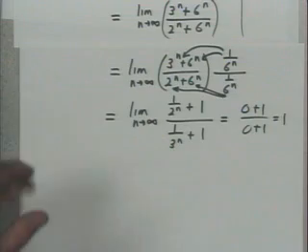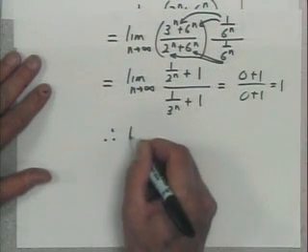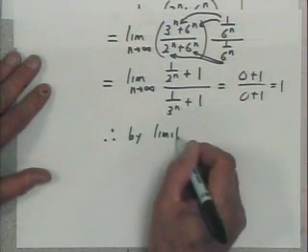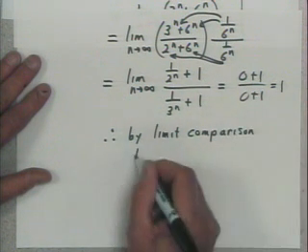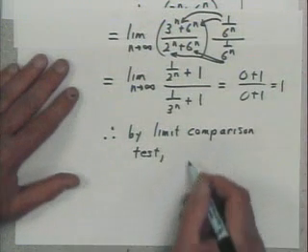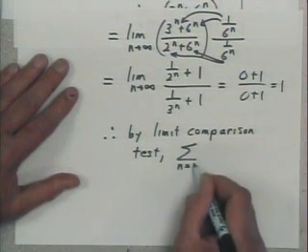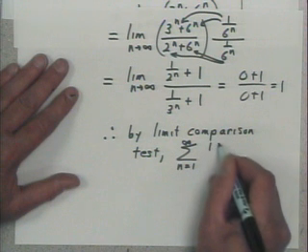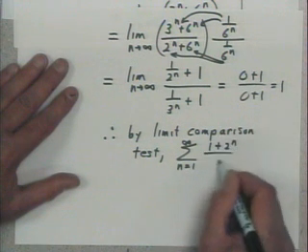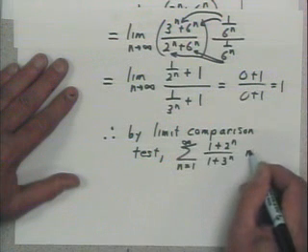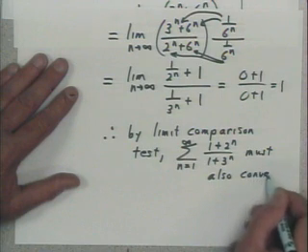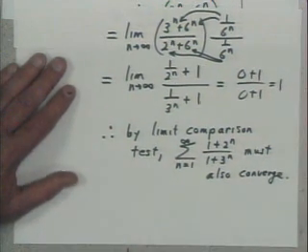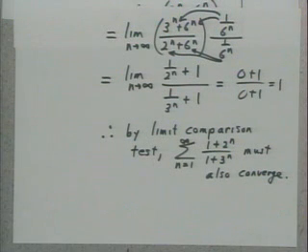converged. So I can finish this by saying, therefore, by the limit comparison test, the series n running from 1 to infinity of 1 plus 2 to the nth over 1 plus 3 to the nth must also converge. So those are the comparison tests with examples to go with them. Does it make sense?